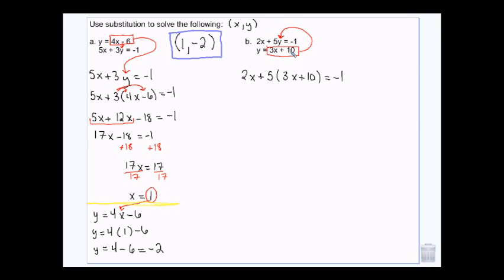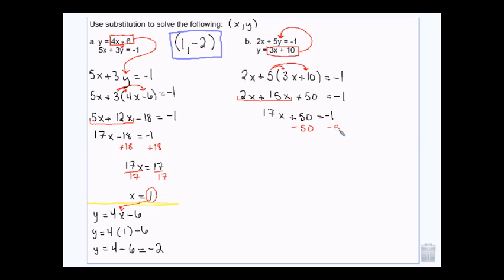Okay, so I took the 3x plus 10, took the y out, put the 3x plus 10 in. Distribute the 5. So 2x plus 15x plus 50 equals negative 1. Add those together. 17x plus 50 equals negative 1.